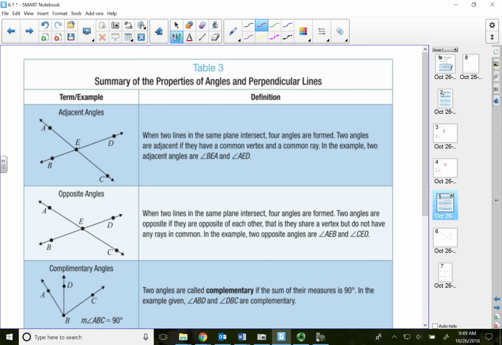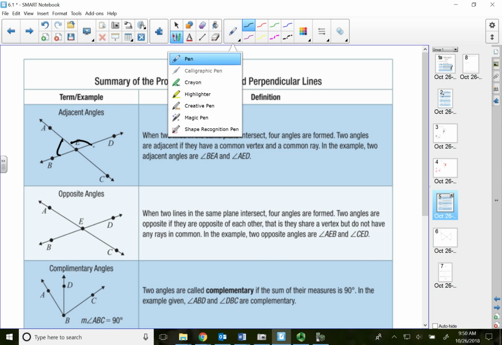All right, so you might have seen some of these before. Adjacent angle: when two lines in the same plane intersect, four angles are formed. Two angles are adjacent if they have a common vertex and a common ray. In the example, two adjacent angles are BEA, B to E to A, and A to E to D. So the word adjacent angle is basically the same as the straight angles, because as long as you have two angles side by side, that's where the word adjacent comes from, where they're coming off the same line, or they touch the same line together, they have to equal 180 degrees. All right, so that's called an adjacent angle.